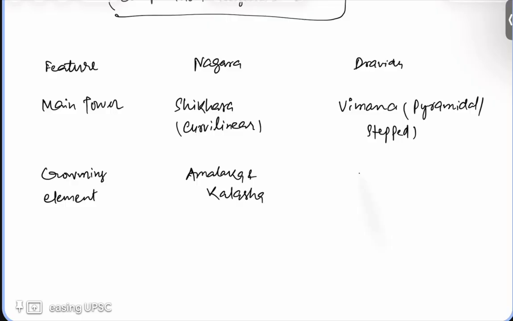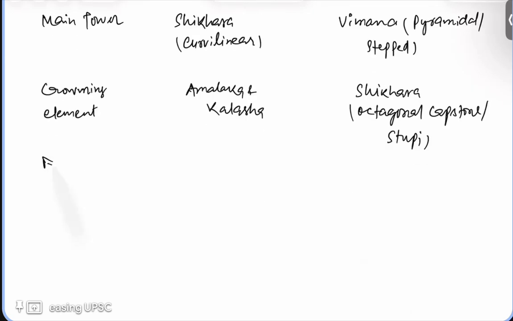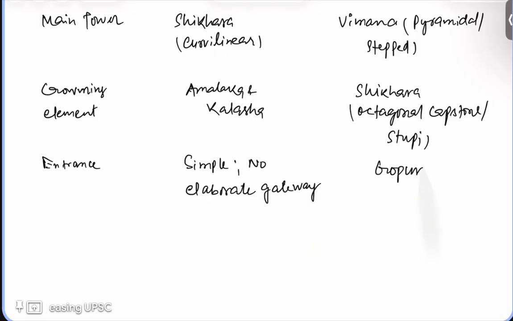And here it is known as Shikhara, an octagonal capstone, the Stupi. Entrance: in Nagara it is simple, with no elaborate gateways. In Dravida there is the Gopuram, huge and intricate.